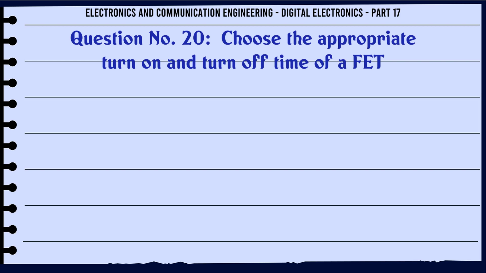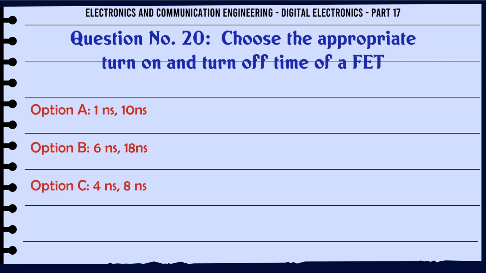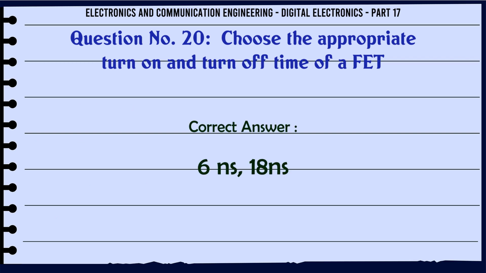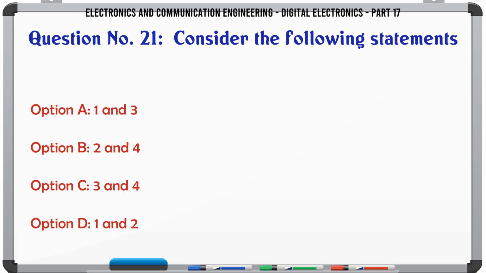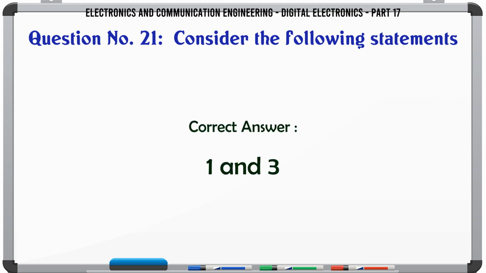Choose the appropriate turn on and turn off time of a FET: A. 1 ns, 10 ns, B. 6 ns, 18 ns, C. 4 ns, 8 ns, D. 10 ns, 10 ns. The correct answer is 6 ns, 18 ns. Consider the following statements: A. 1 and 3, B. 2 and 4, C. 3 and 4, D. 1 and 2. The correct answer is 1 and 3.